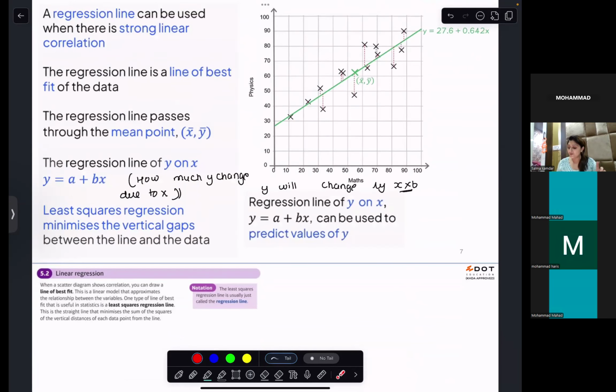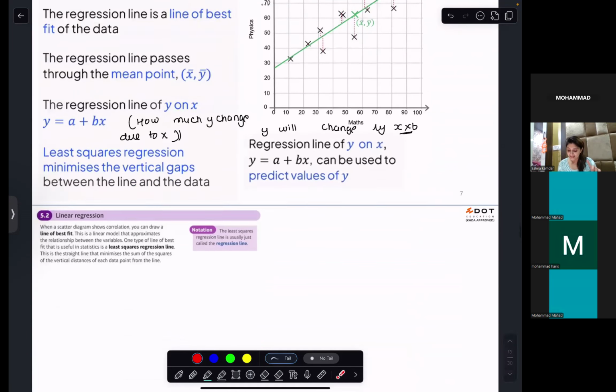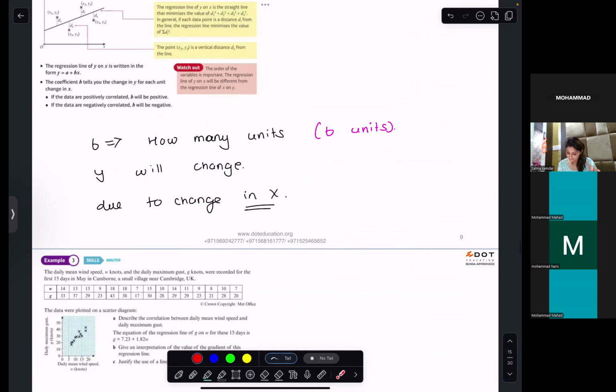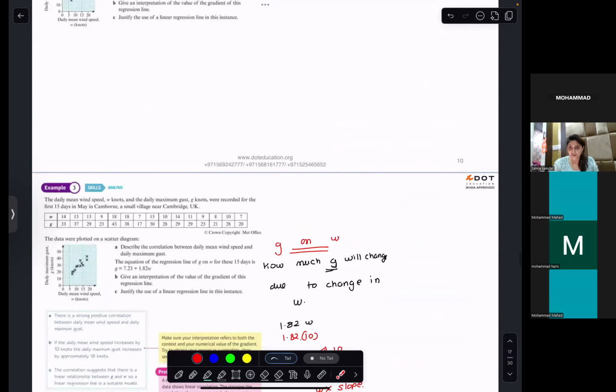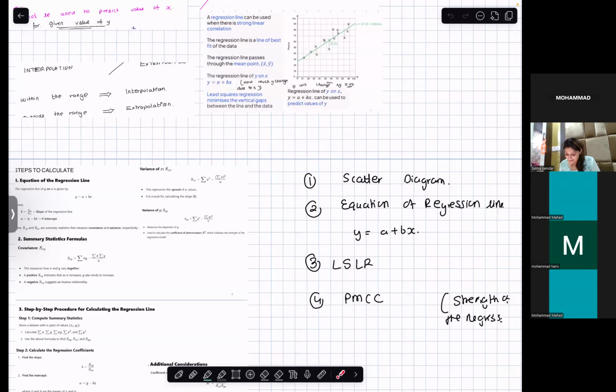Extrapolation. Our line of best fit is basically the mean of x and mean of y. It is the intersection of mean x and mean y. Okay, so this is all in 5.2. Let's go to the LSLR, least square regression line.